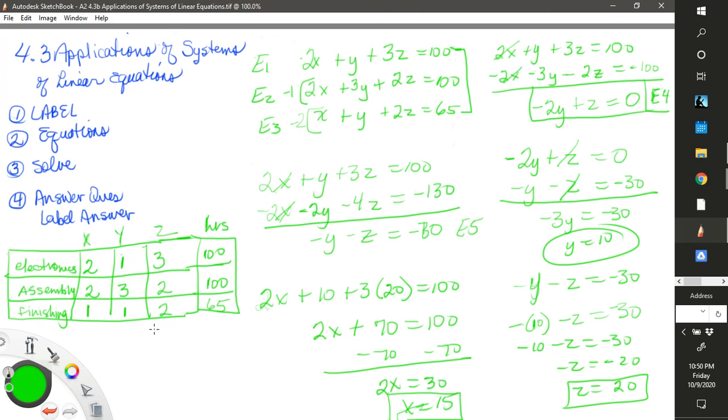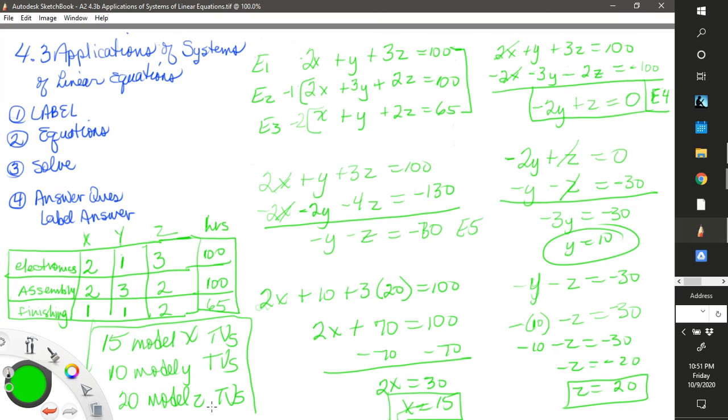Our final answer is, let me read the question again: how many of each model should be produced each week if all of the available hours are spent? So we would be making 15 Model X TVs, we would be making 10 Model Y TVs, and we would be making 20 Model Z TVs. And that is your answer.